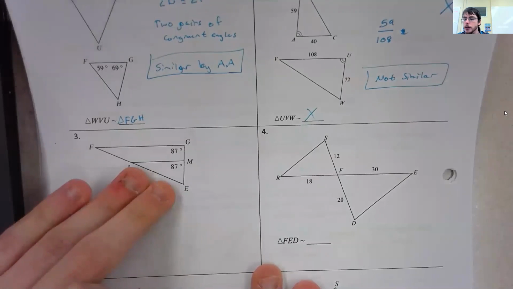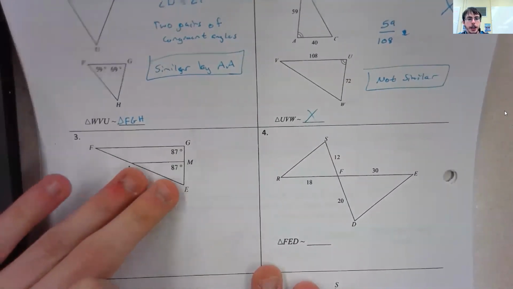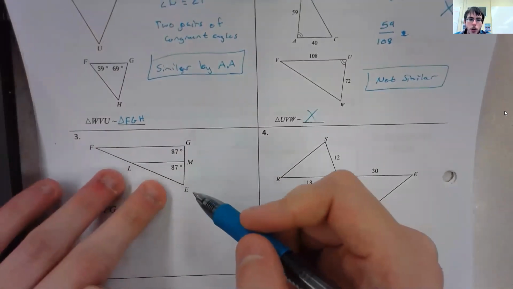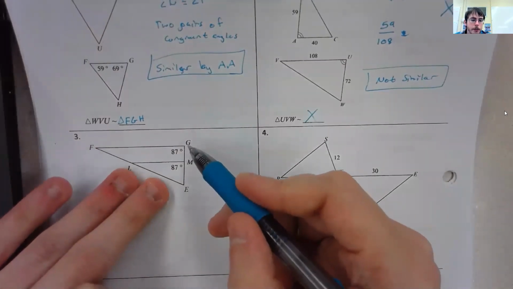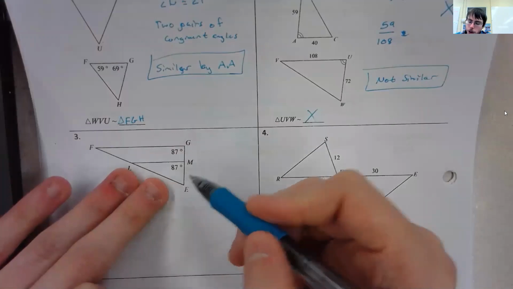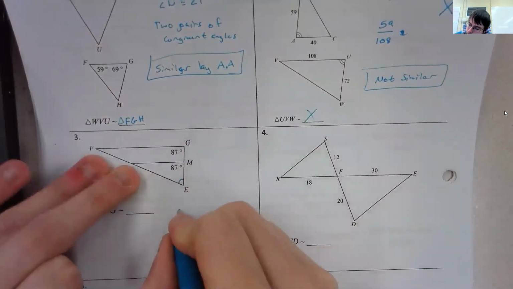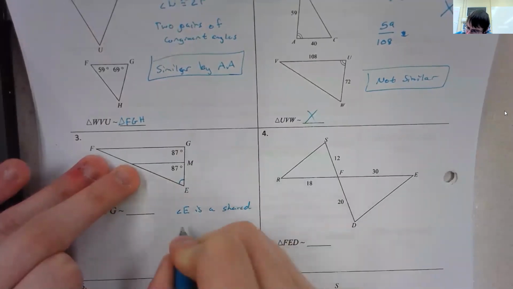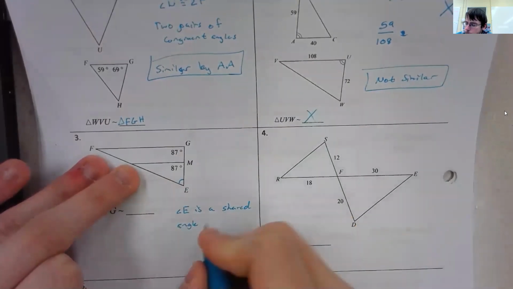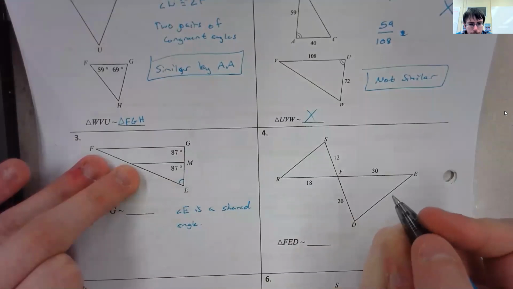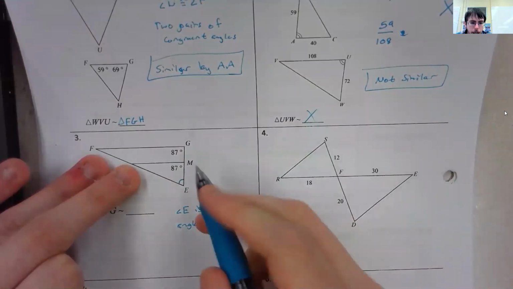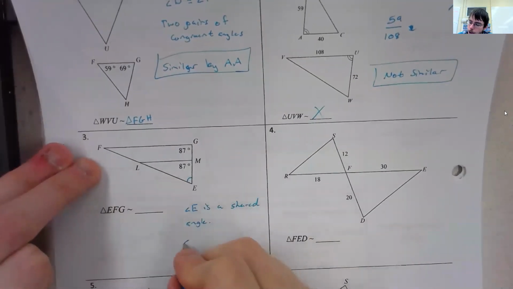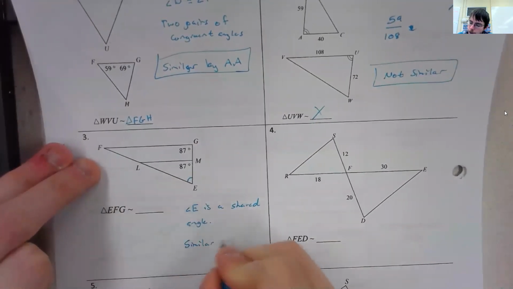So if we look here, we'll see that we have angle E as our shared angle. So that means that we have two pairs of congruent angles. Angle E is a shared angle, and G is congruent to angle LME. So that means they're similar by AA.